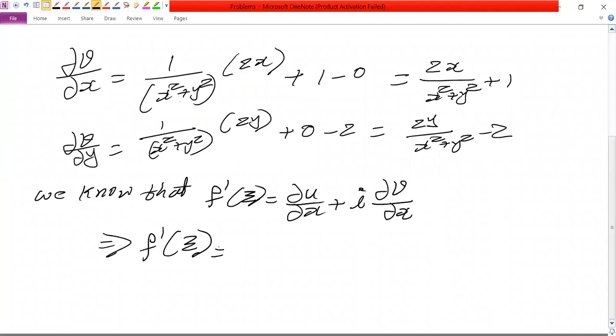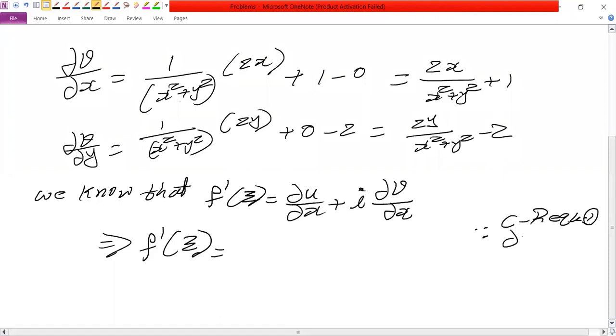V is given. But here ∂u/∂x, how can we find ∂u/∂x? We cannot find it directly. But from CR equation 1, what can we say? ∂u/∂x equals ∂v/∂y. So what we'll get? ∂v/∂y plus i into ∂v/∂x.